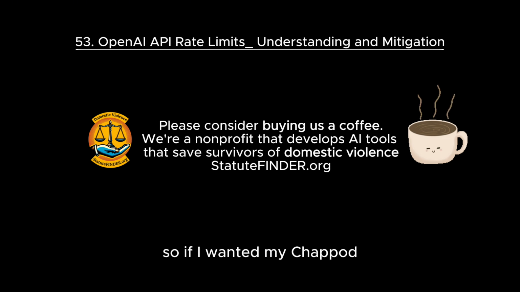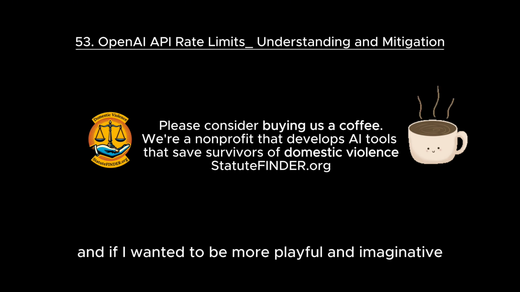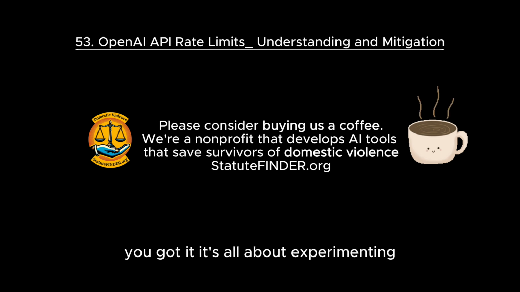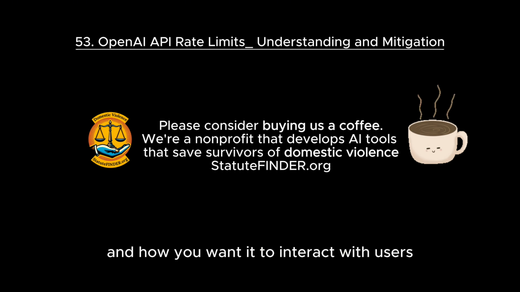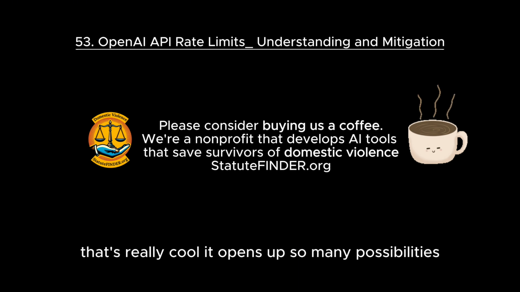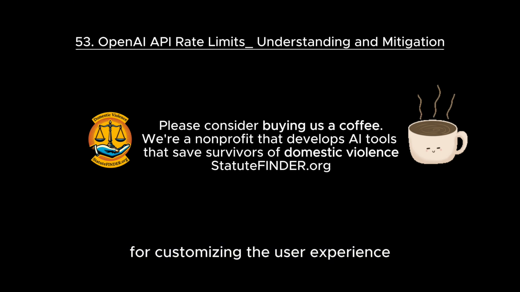So if I wanted my chatbot to be more concise in its responses, I could adjust a parameter to make it give shorter answers. And if I wanted it to be more playful and imaginative, there's a parameter for that too. It's all about experimenting and finding the sweet spot for your chatbot's personality and how you want it to interact with users. That's really cool. It opens up so many possibilities for customizing the user experience.